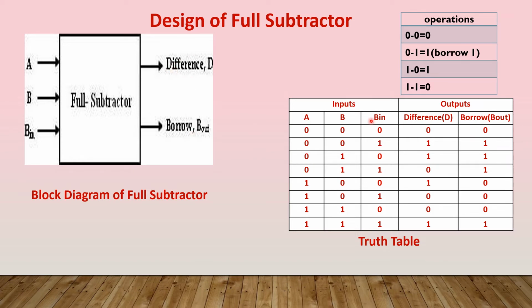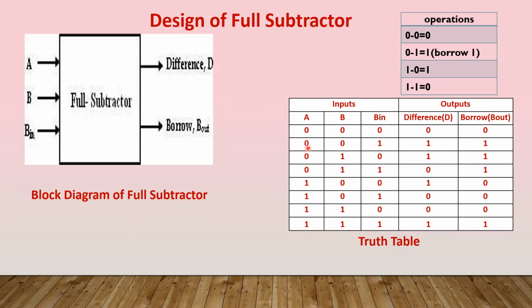First we can write the input combinations. Since there are three input variables, we will have 8 combinations, as the formula is 2 power n, where n is the number of input variables. So we will have the 8 input combinations starting from 0 to 7, written in terms of 3 bit binary equivalents. Now we can see the difference and borrow out from the operation table. The first one is 0 minus 0, so all three inputs are 0. Obviously difference is 0 and borrow is also 0.